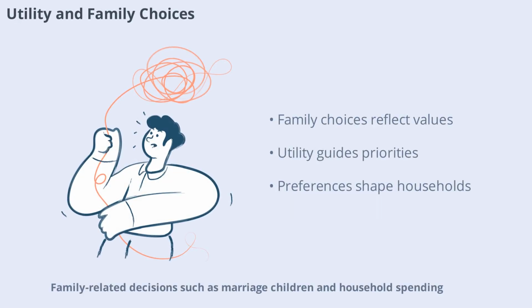Family-related decisions, such as marriage, children, and household spending, are influenced by utility and preferences. People weigh the satisfaction from family life against other goals and constraints. These choices reflect deeply held values and priorities, making them central to understanding human behavior.